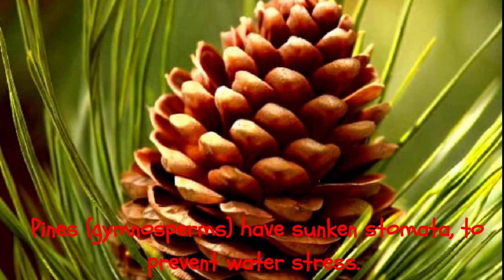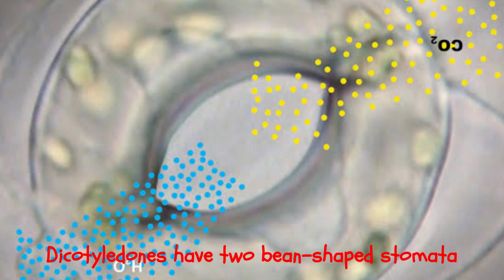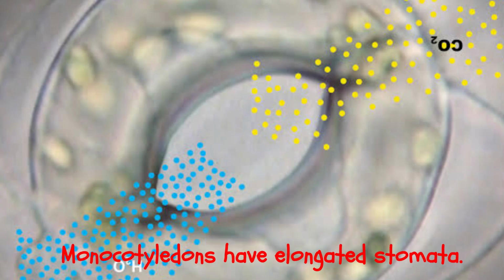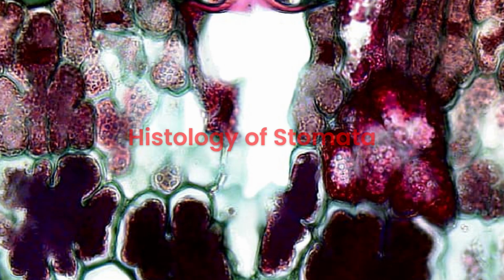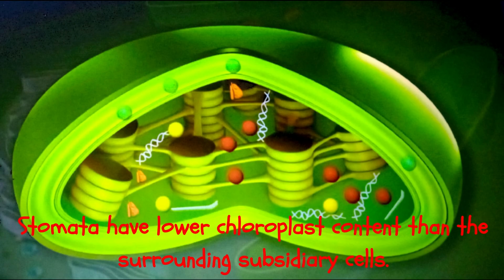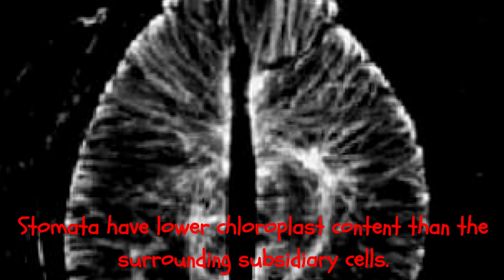Shapes of stomata. Dicotyledons have bean-shaped stomata. Monocotyledons have elongated stomata. Histology of stomata. Guard cells have lower chloroplast content than the surrounding subsidiary cells.